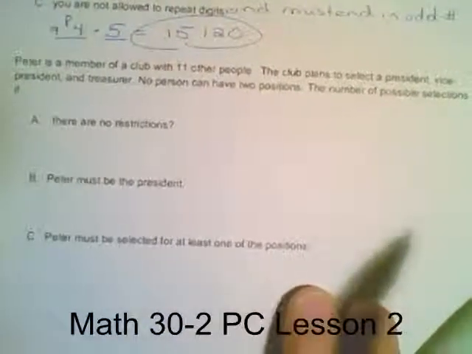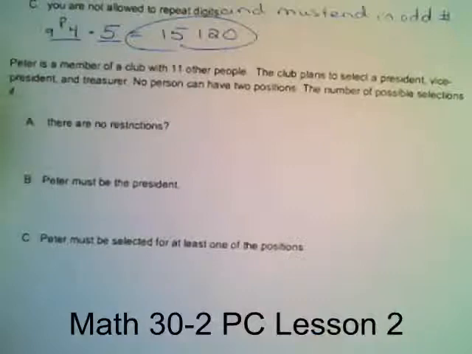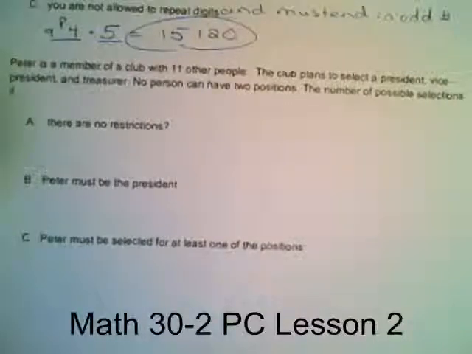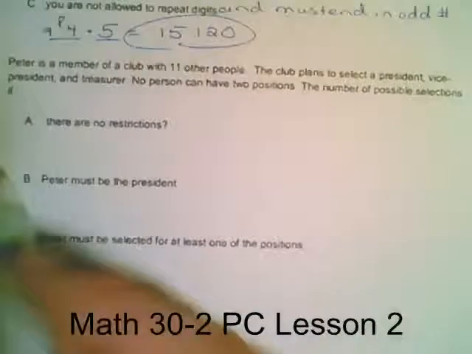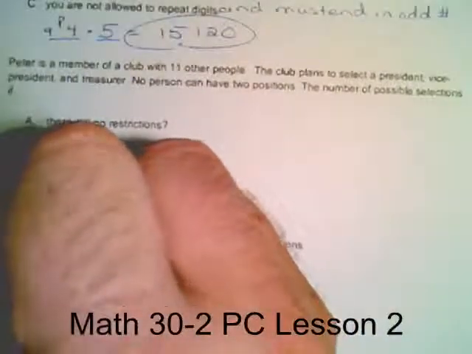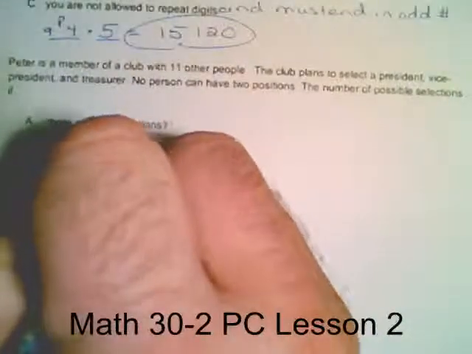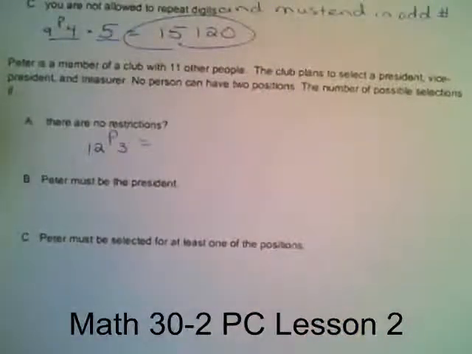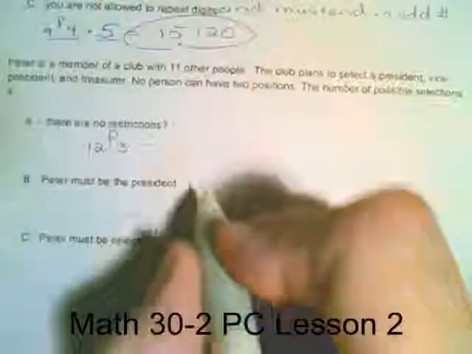Next example. Peter is a member of a club with 11 other people. The club plans to select a president, a vice president, and a treasurer. No person can have 2 positions. Find the number of possible selections if there are no restrictions. Well, when I'm putting them into particular orders, particular ranks, particular positions, that's a permutation, because putting Peter as president is different than putting Peter as vice president or as treasurer.